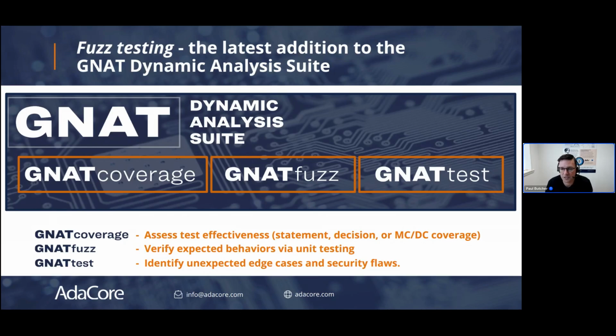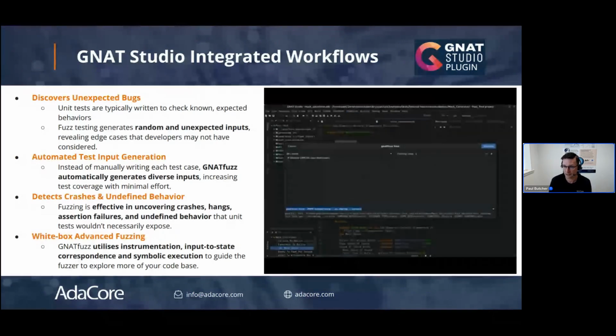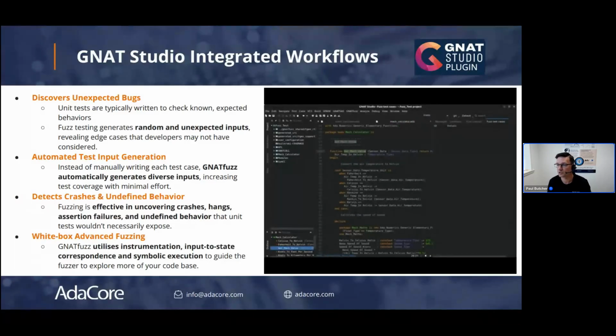GNATtest is our unit test solution for Ada. It automatically generates test harnesses. It sits on top of a technology called AUnit. It also has some nice features like automatic stubbing generation. And as we're going to talk a bit more about today, it now supports the automatic generation of test cases for some Ada types. So GNATfuzz is a technology that works on the command line like all AdaCore tools, but is also directly integrated into our GNAT Studio IDE.